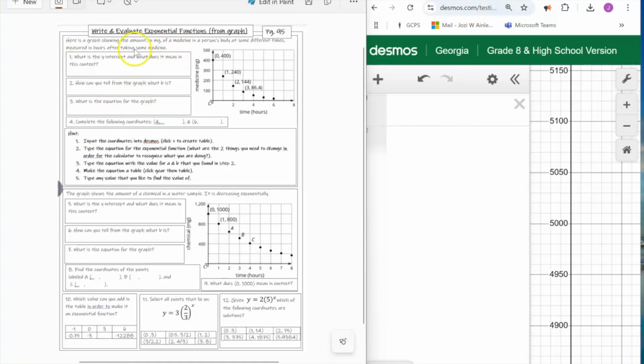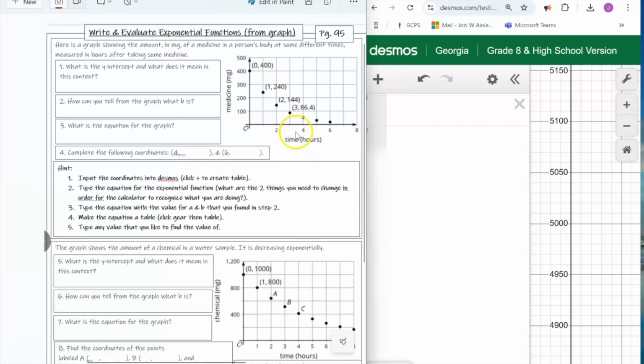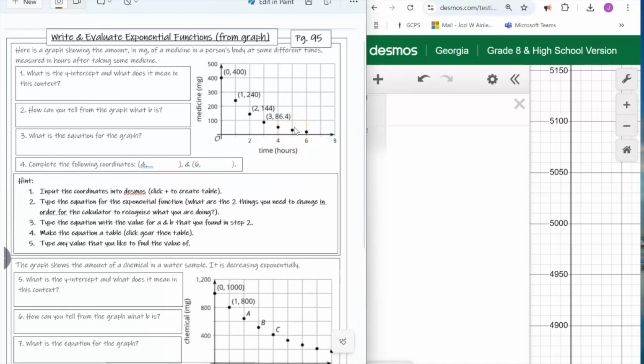All right, so we're going to take a look at writing and evaluating exponential functions from a graph. So we looked at a table, where you insert the table in here. Now we're going to have a graph. There's only one additional step, which is you just got to get the coordinates in order to input them. So again, this is going to be the Desmos version. Unlike the last video where I forgot, I'm going to remember right off the bat.